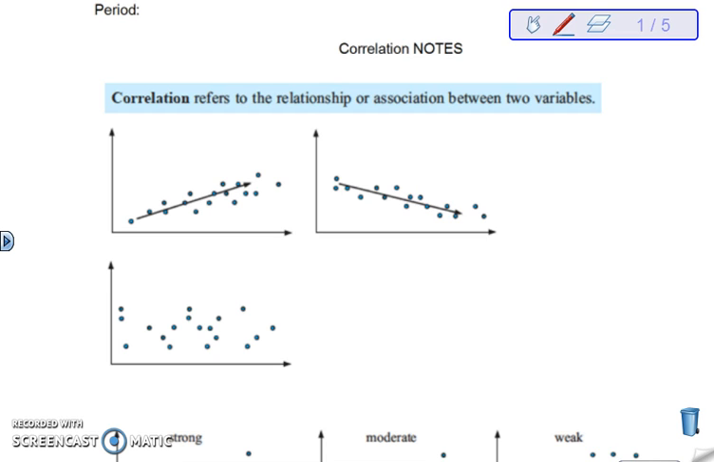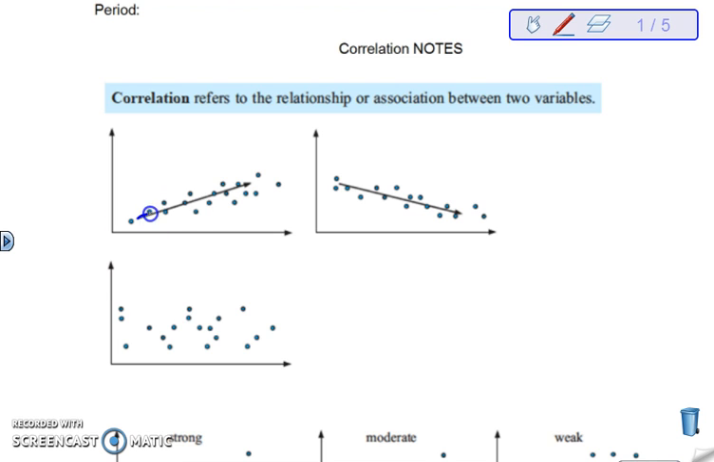The easiest way to do this is to do a scatter plot where we put one variable on one axis and the other on the other axis, one being your x, one being your y. Plot all the points, and you're going to look for a trend in the dots.